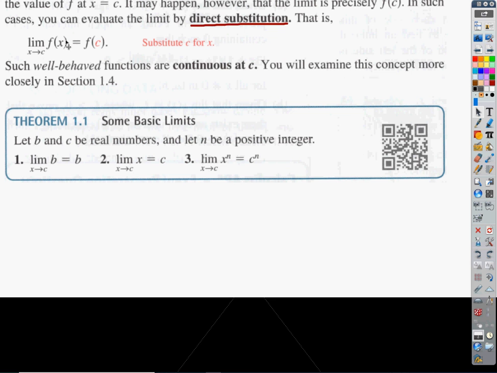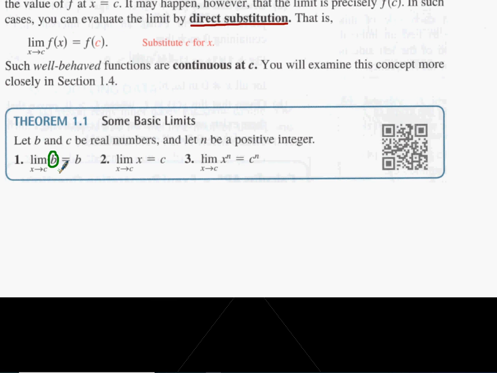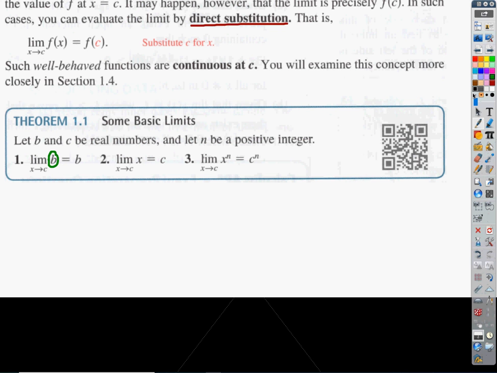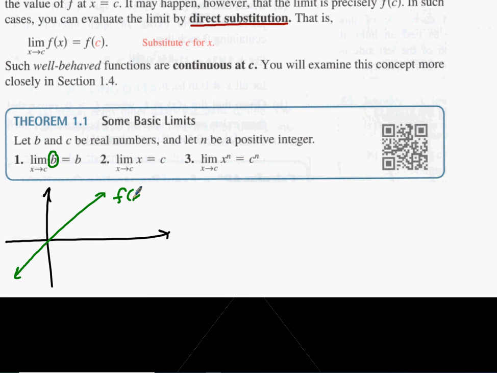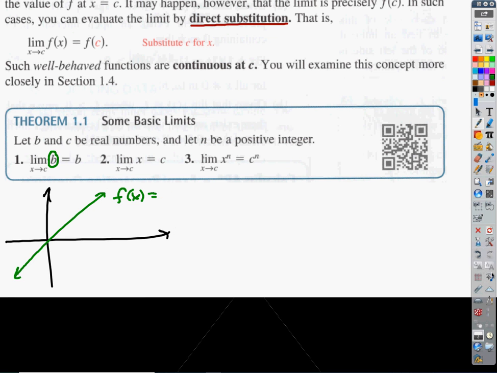Yeah, right. We're taking the limit of f of x, so we're just looking at the graph. We have f of x equals b. Well, that's a pretty easy one to graph, isn't it? If I graph the function f of x equals b, isn't that just the graph right there? Oops, sorry, that's not the graph. What's the graph of f of x equals b? What's that going to look like if y equals a constant?